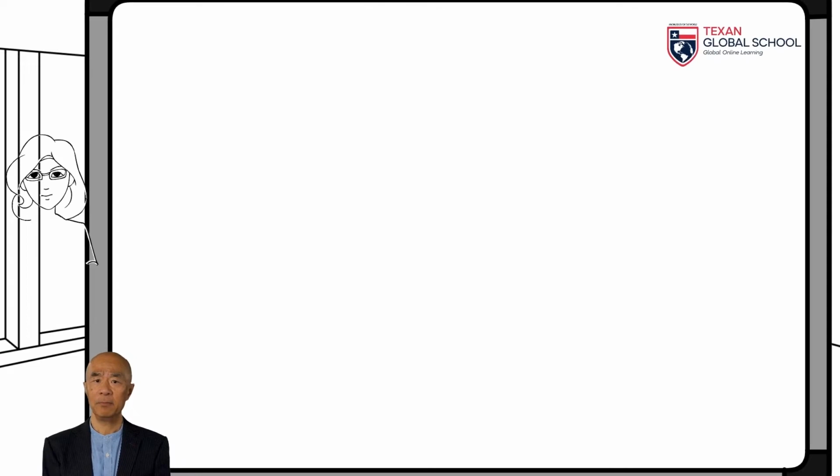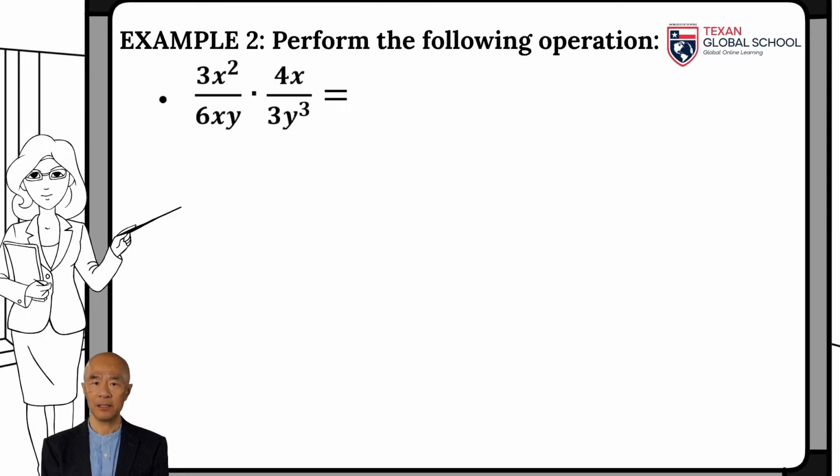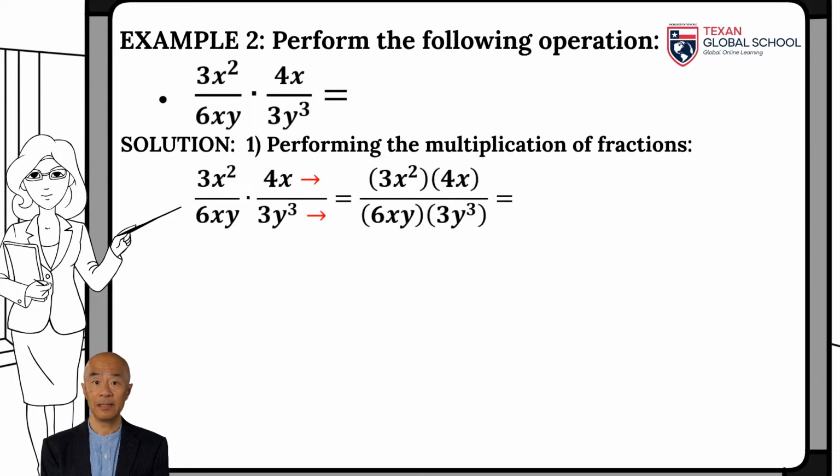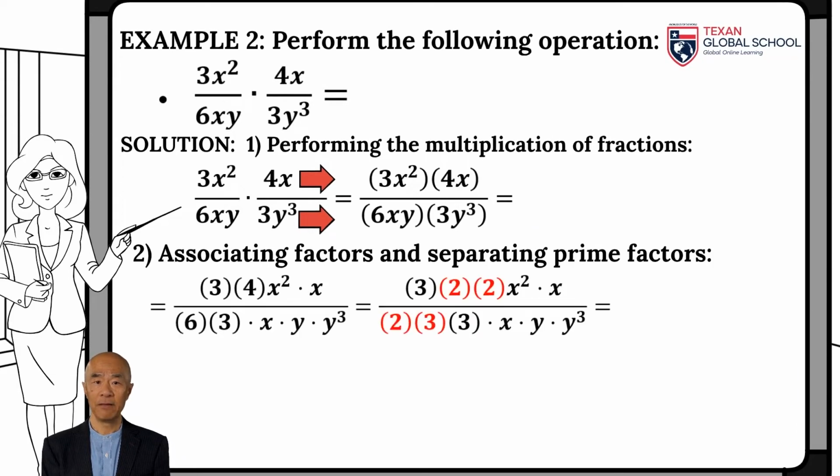In this second example, we have algebraic fractions multiplying. So, we repeat the algorithm. We multiply numerator by numerator and denominator by denominator. We use grouping symbols to indicate the products. Now, we associate numerical coefficients and variables. We then obtain the prime factors of the numerical coefficients to simplify.